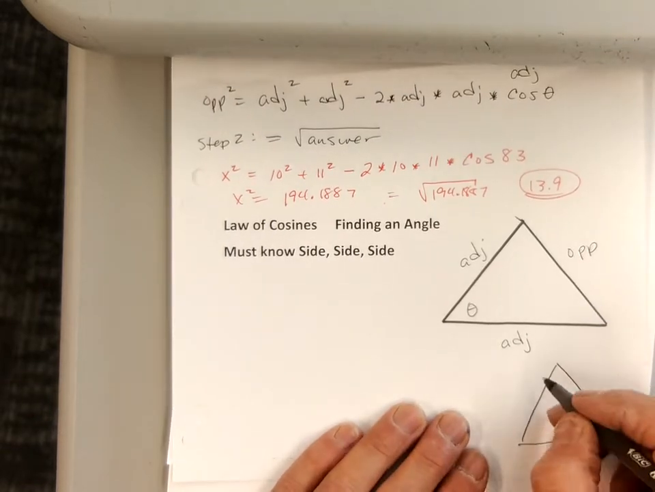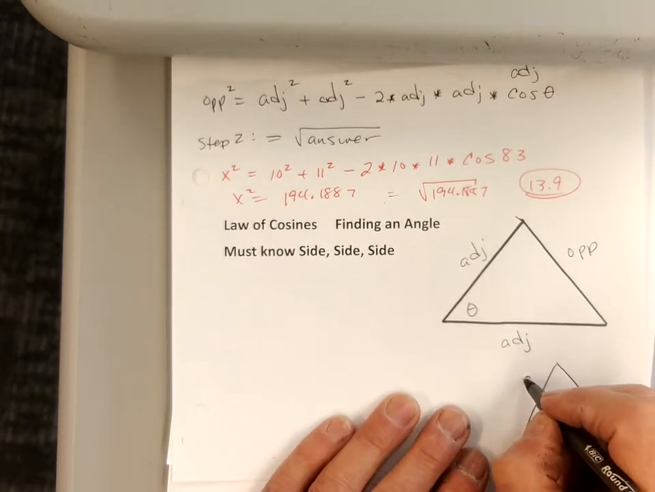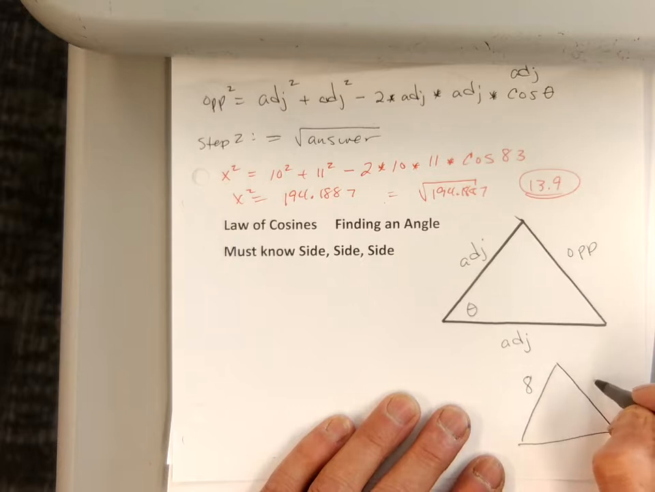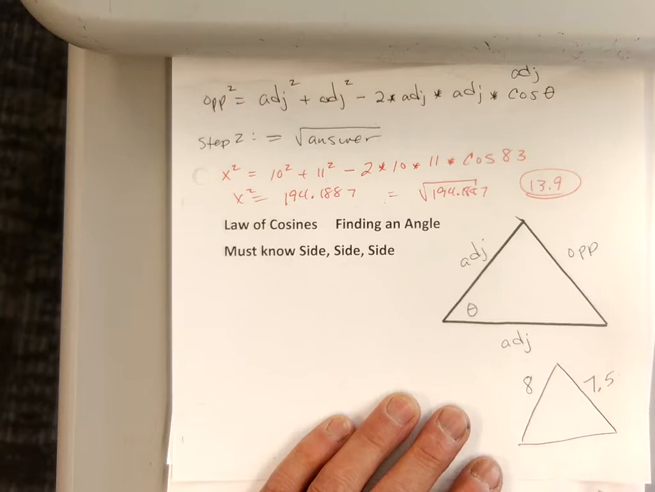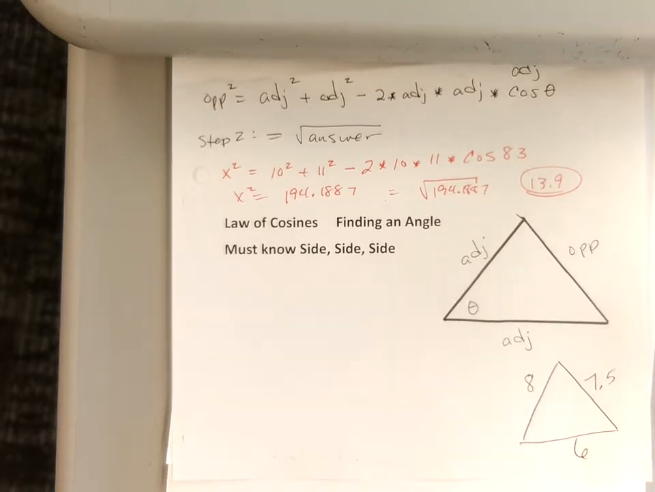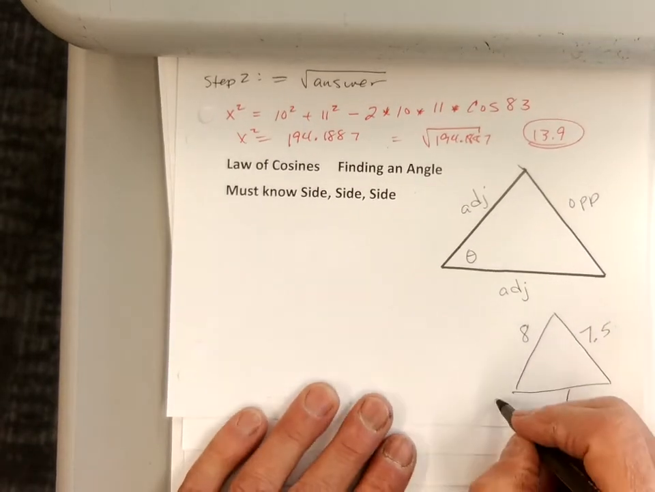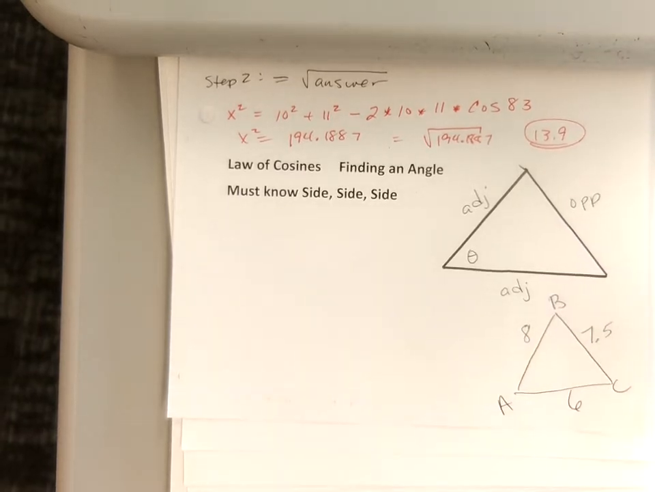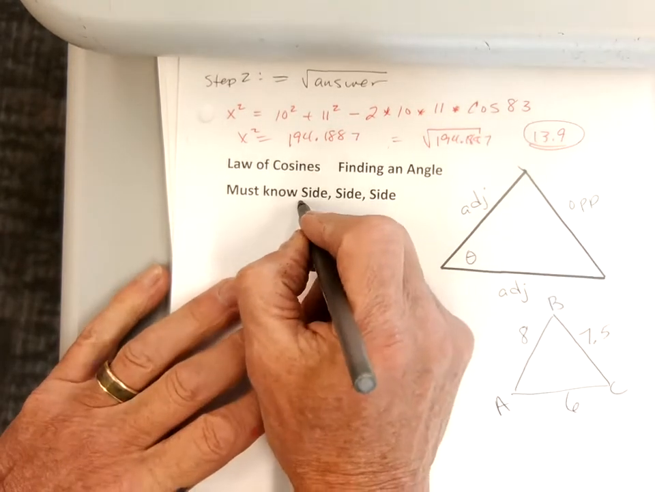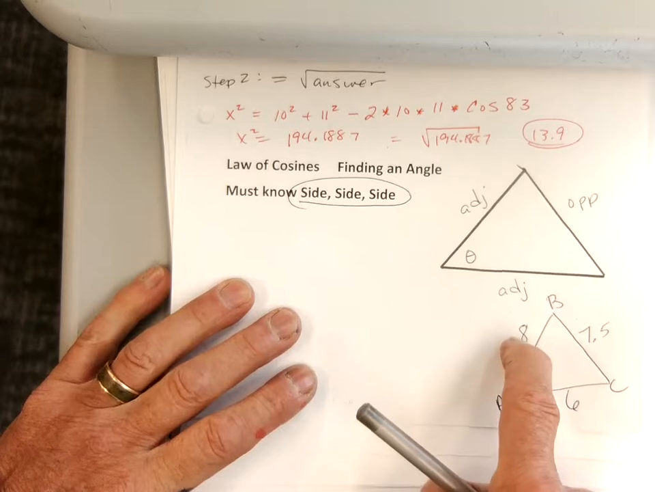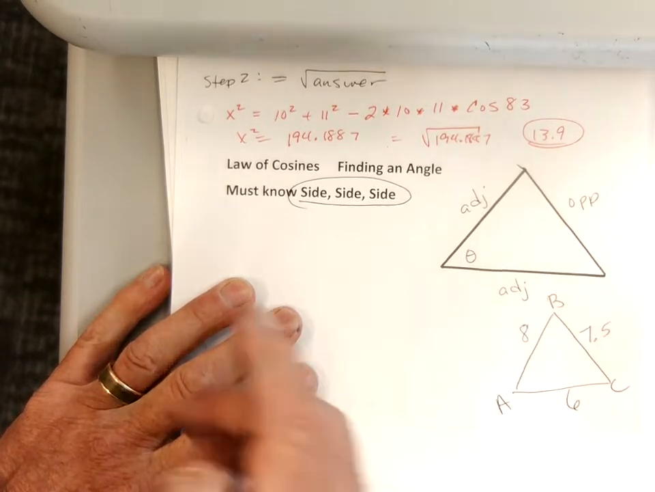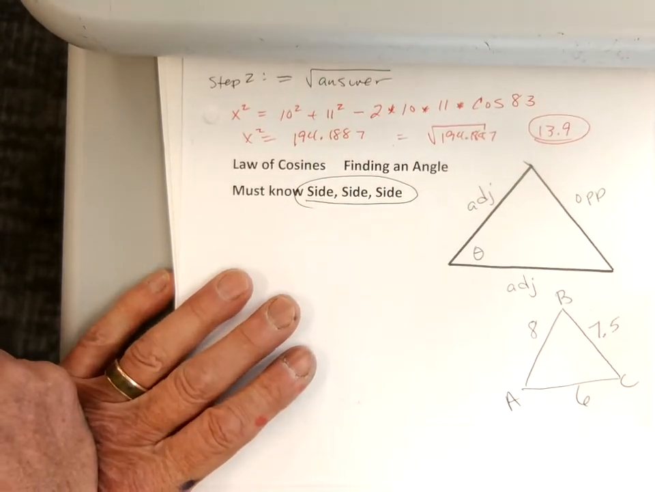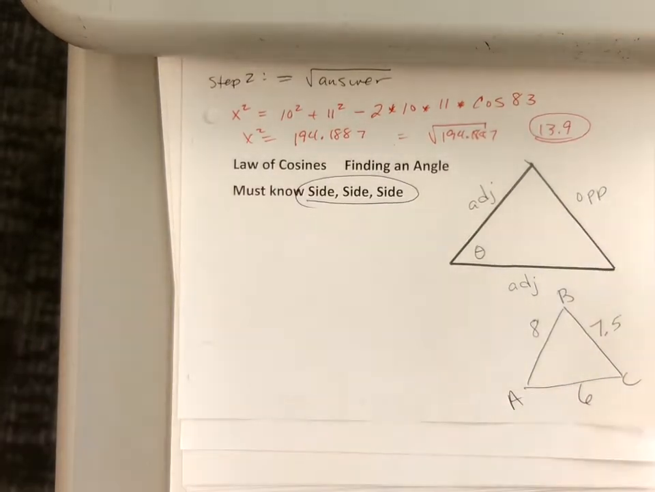Let's say in this triangle, this side happens to be 8. This side happens to be, I'm just going to make it up, 7.5. And maybe this side is 6. Okay, I'm just making it up, and I'm going to call the triangle A, B, C. So in this example, I do know side, side, side, right? Well, we can find an angle.